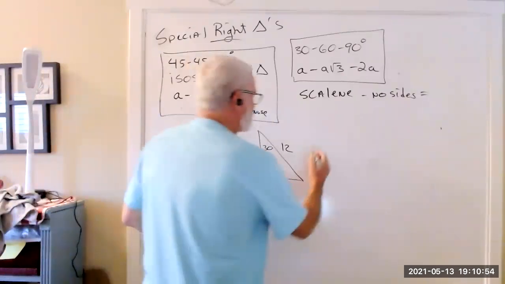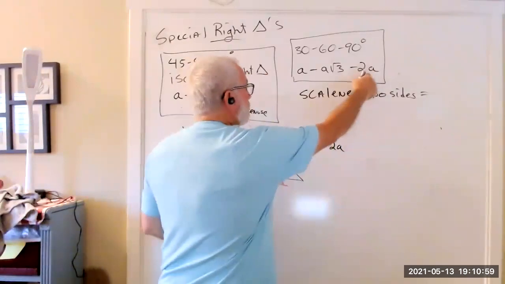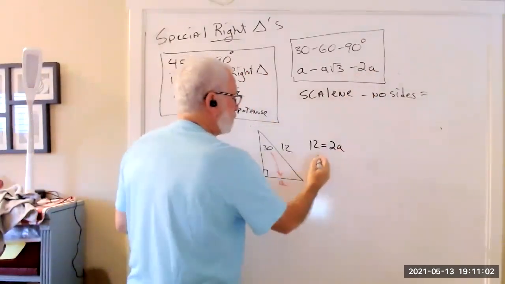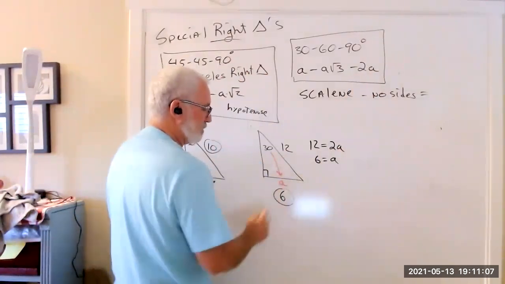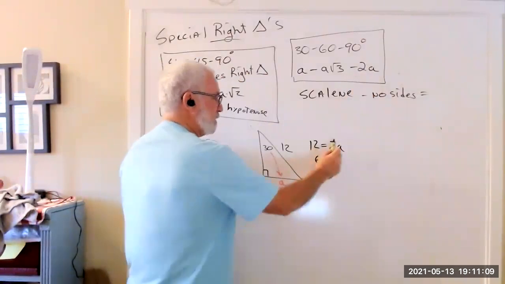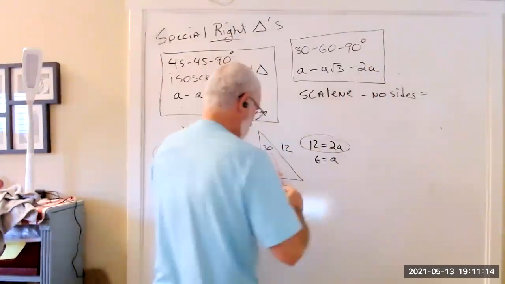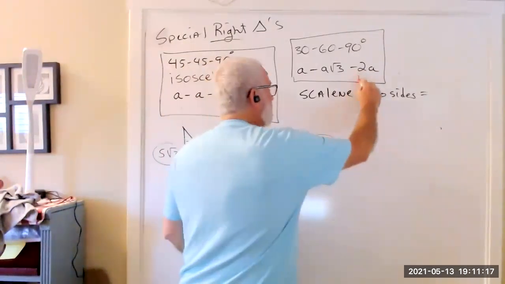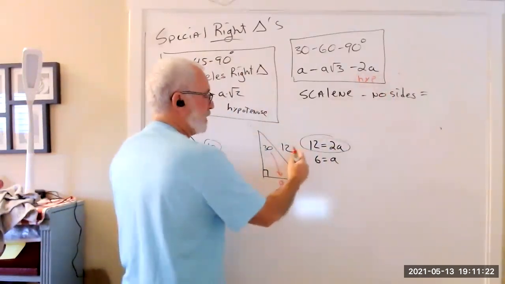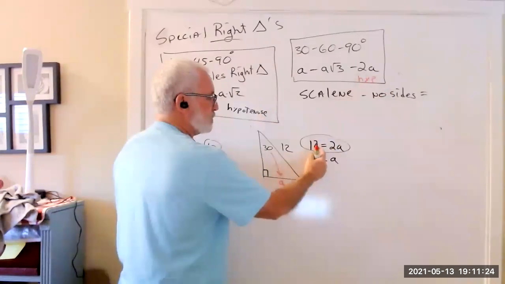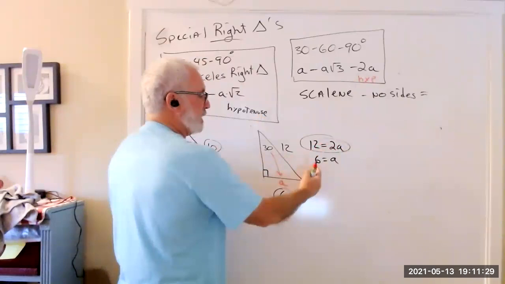So we could write ourselves a baby equation. We could say 12 is 2A. Divide by 2, 6 is A. So this is 6. Out of thin air, I made that equation up. The hypotenuse equals the formula 2A. Solve that by dividing by 2, and we get 6 equals A.